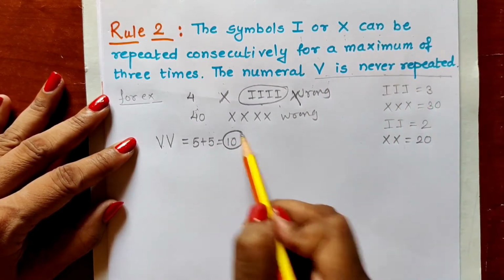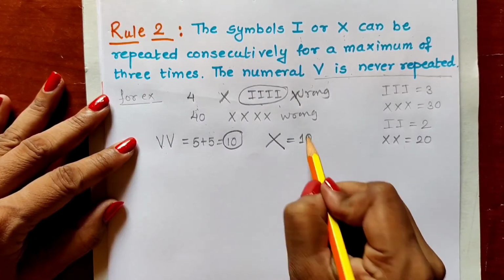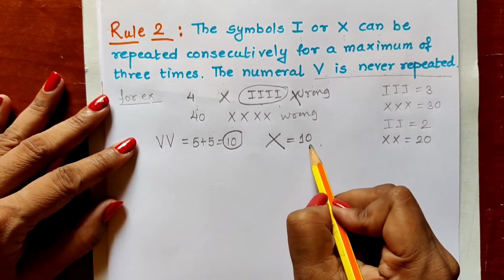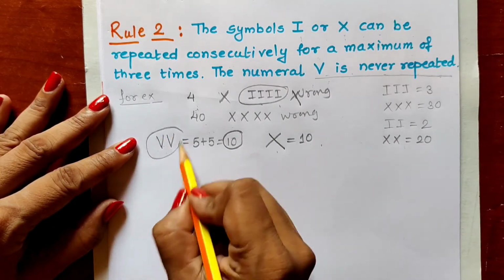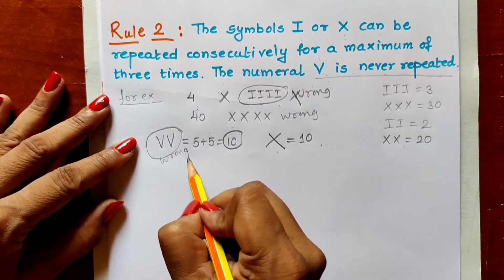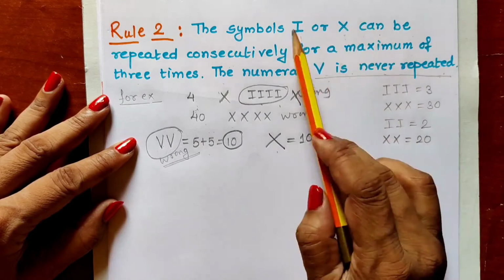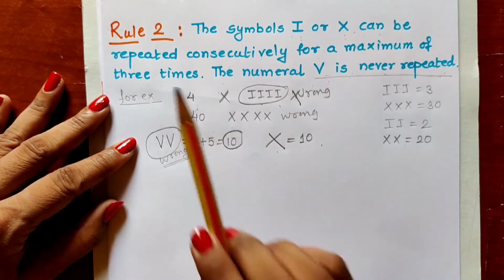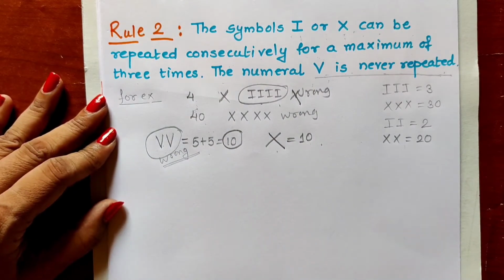For writing 10, we always use X. One time X means 10. We all know that. So for writing 10, always use X. You should not use V 2 times. This is wrong. So I hope you all understood that V is never repeated and I or X can be repeated consecutively for a maximum of 3 times. Now let us go on to the next rule.